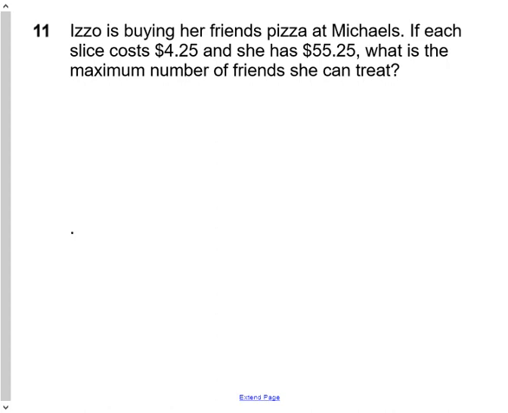Our next question says, Izzo is buying her friends pizza at Michael's. If each slice costs $4.25 and she has $55.25, what is the maximum number of friends she can treat? So the first thing I'm going to say is X is going to equal the number of friends she can buy for.